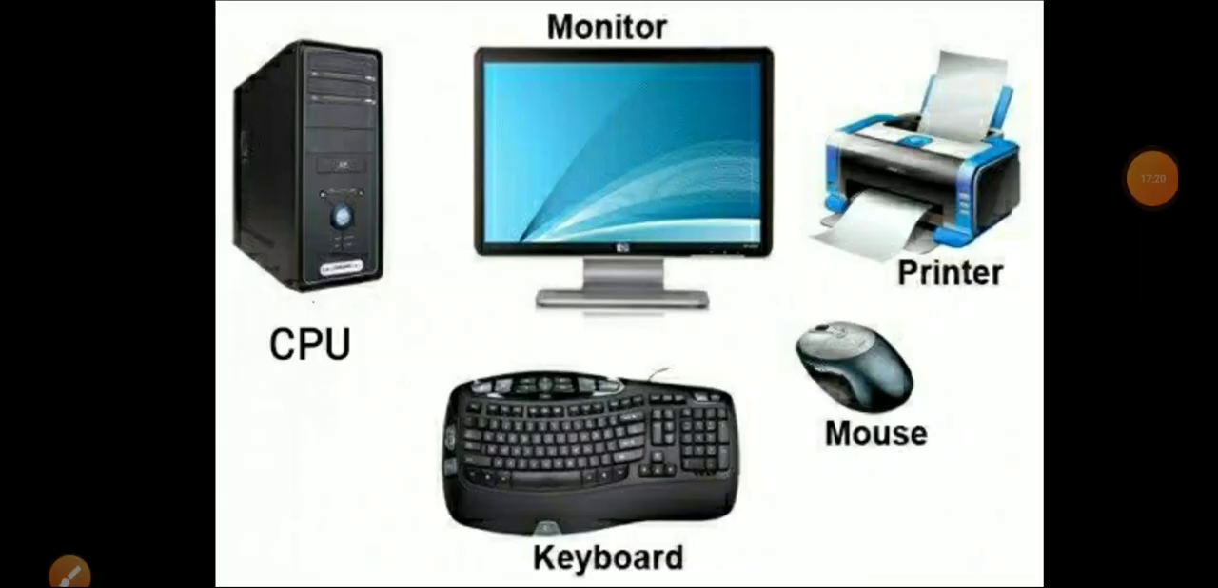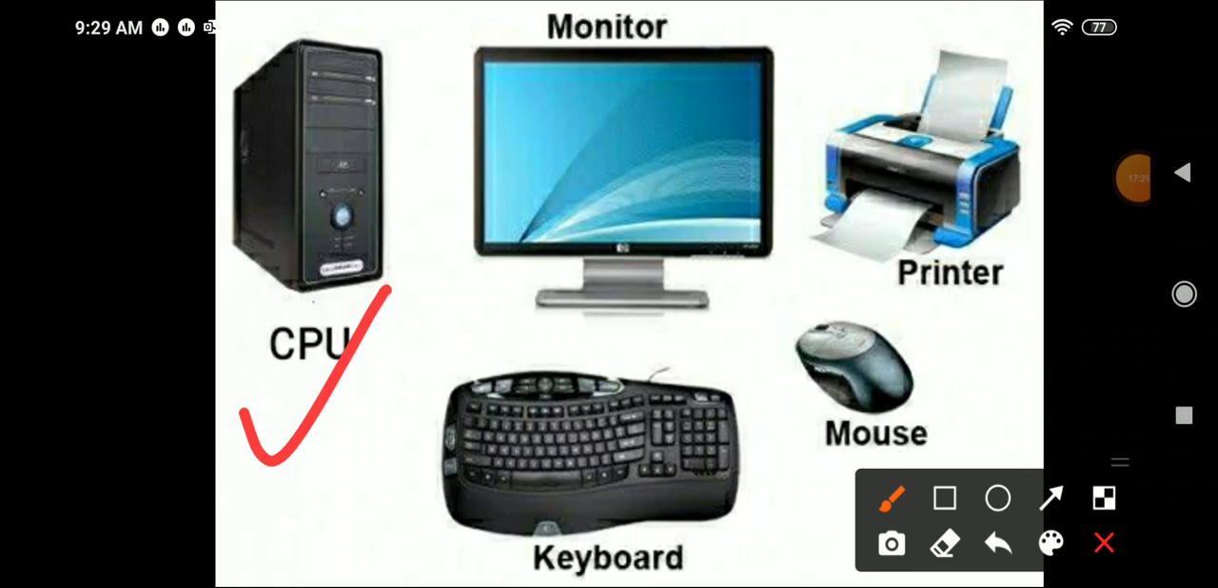So next part is CPU. CPU stands for Central Processing Unit. It is the brain of a computer. All the processing of the data is done in the CPU.